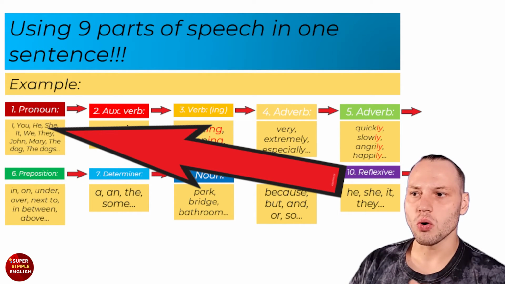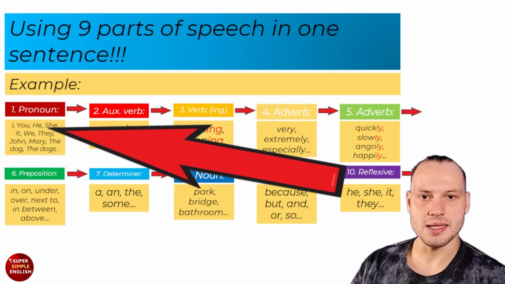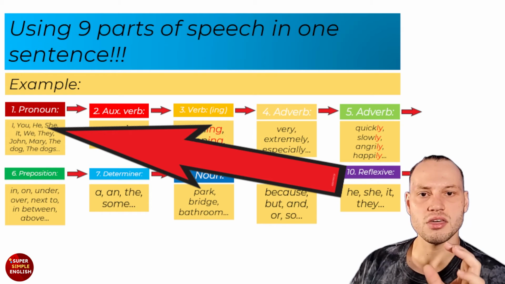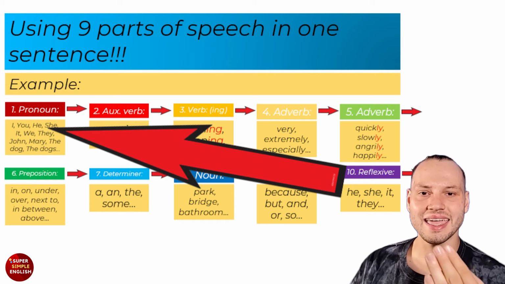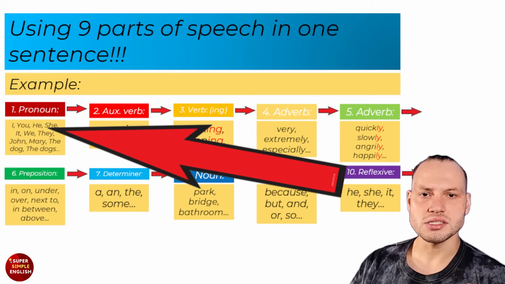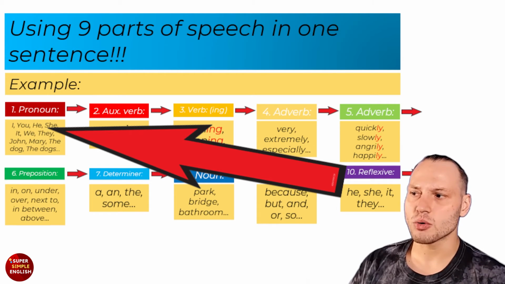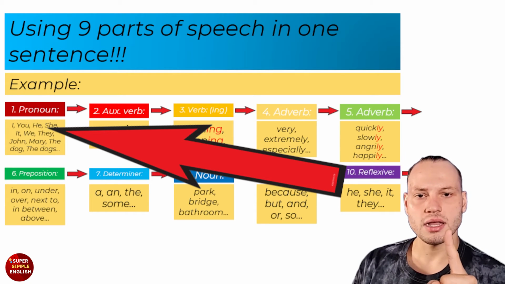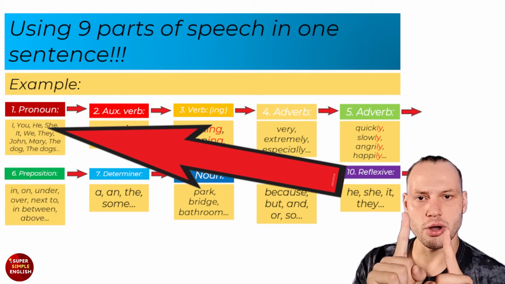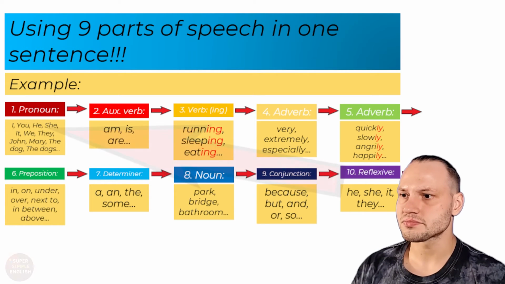Mary is walking very slowly in the park because she. Let's do the dog. The dog is barking very loudly in the bathroom because it. Let's do plural. The dogs are barking very loudly in the bathroom because they. Got it? So your reflexive pronoun needs to match the first pronoun in the sentence.